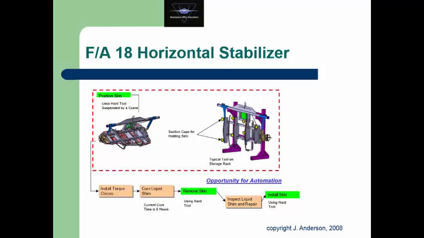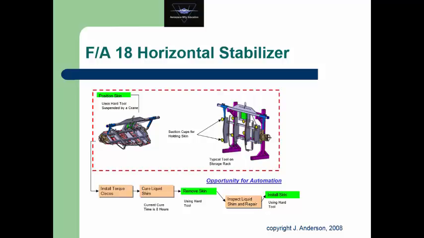Basically, the issue is, once you build the framework, you have to attach the composite skins to the framework. You locate the skins on the framework, and then you drill holes through the skin and the frame so that the holes match up. The problem is that as you drill through the metal substructure, the frame, or the skin, you can have burrs or delamination of the composite skin so that you have fibers hanging out.